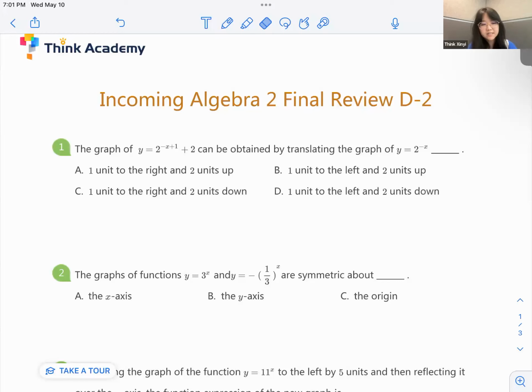Okay, so let's see these questions, and there are some pitfall points within these questions, and some of you got it wrong. So let's see them together.